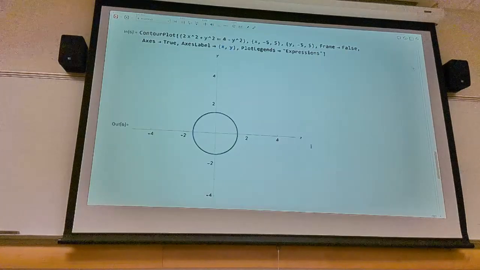Well, x goes from -2 to 2, and then y goes from... X goes from... Oh, excuse me. X goes from negative square root of 2 to square root of 2. Y goes from negative square root... And that's a circle of radius root 2, isn't it? Yes.